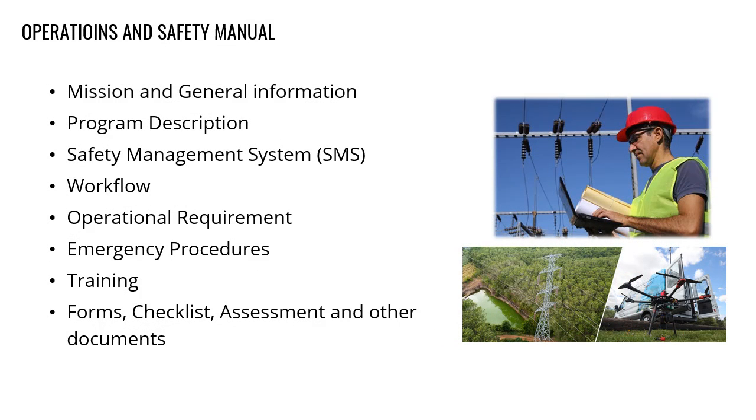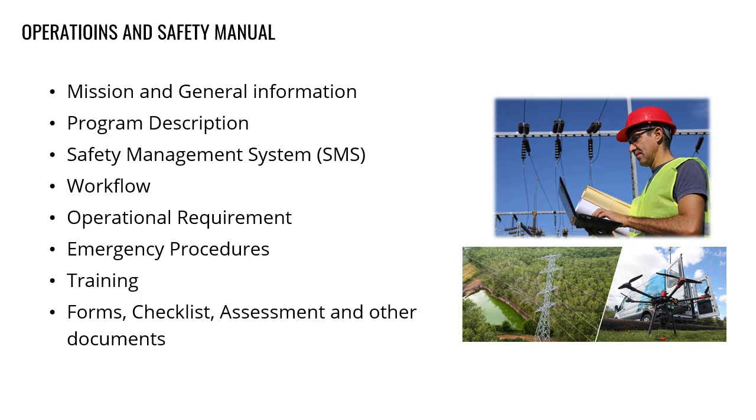Operations and safety manuals are critical for long-term stability. This is where you establish your mission and just general information, but also it's where you describe the program and where you lay out the safety management system. And we'll talk about that a little bit more. It will establish your workflow, your operation requirements, what your emergency procedures are, and define those.